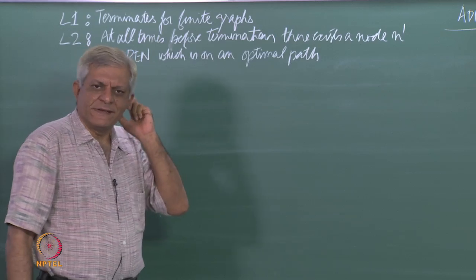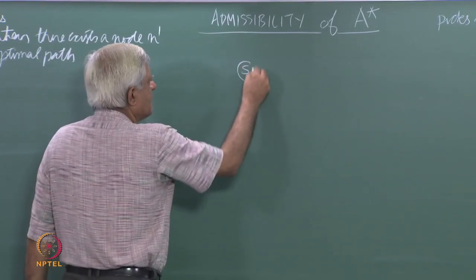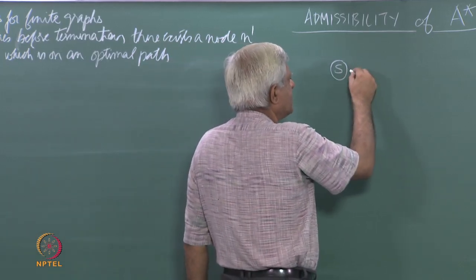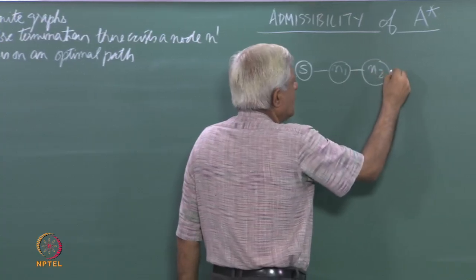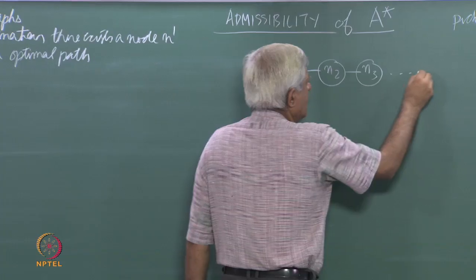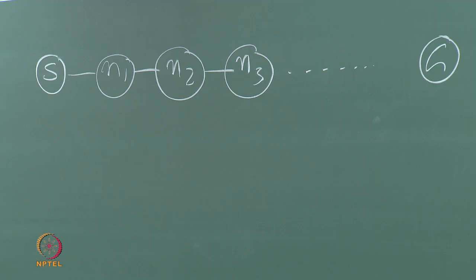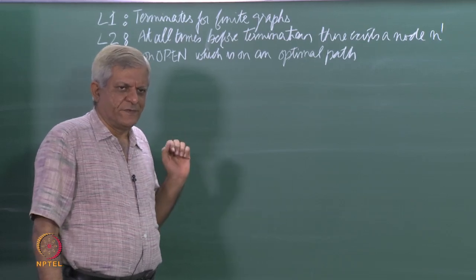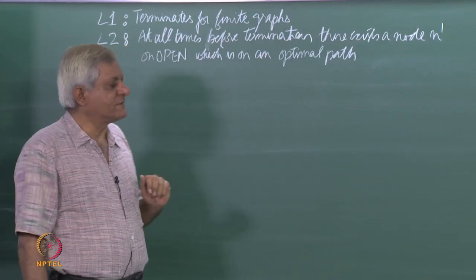And the argument for that is the following, that initially we put S onto open. So, let us say this is the optimal path, let us say there is only one optimal path to start with: n1, n2, n3, up to the goal. Let us say this is the optimal path. What we are claiming now is that from this path, before the algorithm terminates, there would always be one node in the open list, which means the optimal path will always be inside this algorithm in some sense.